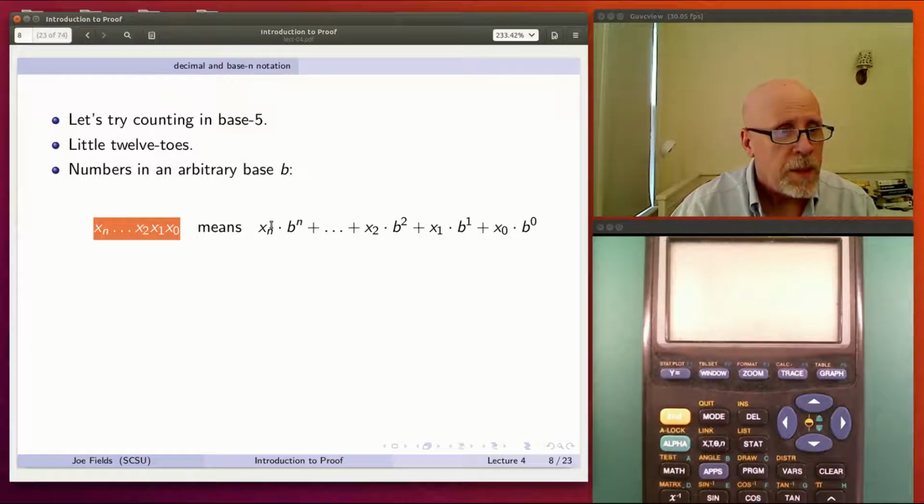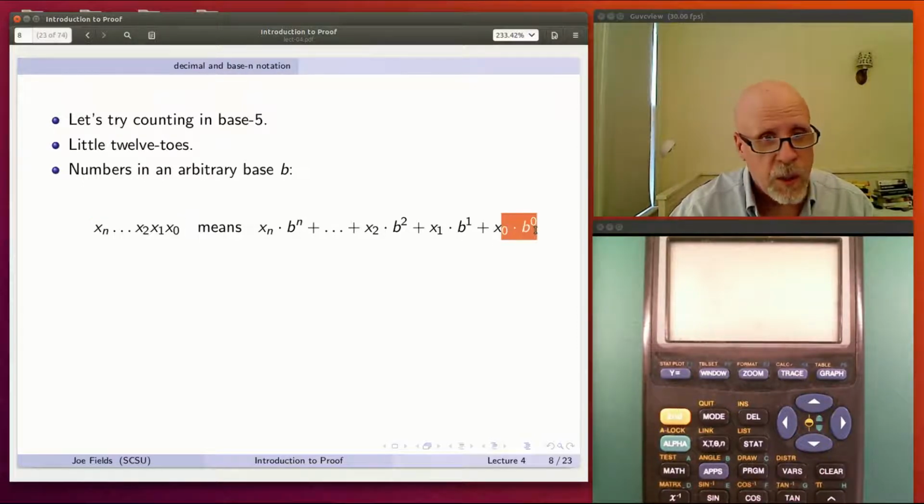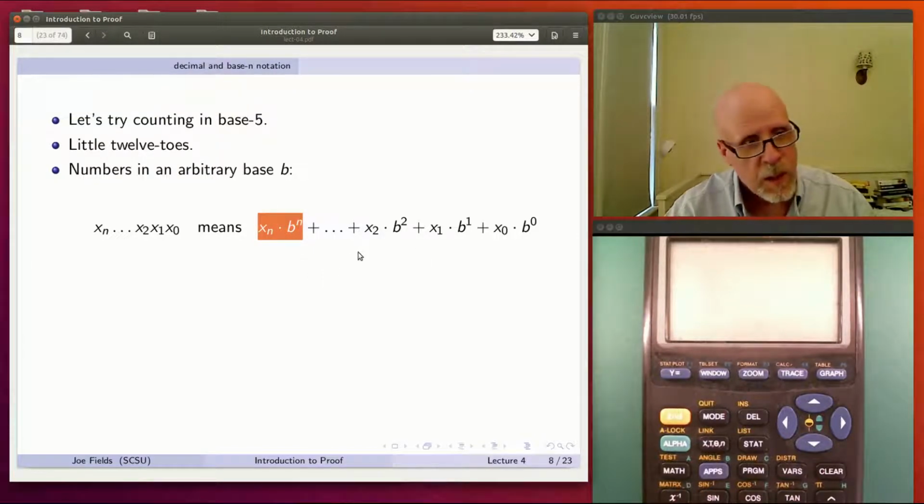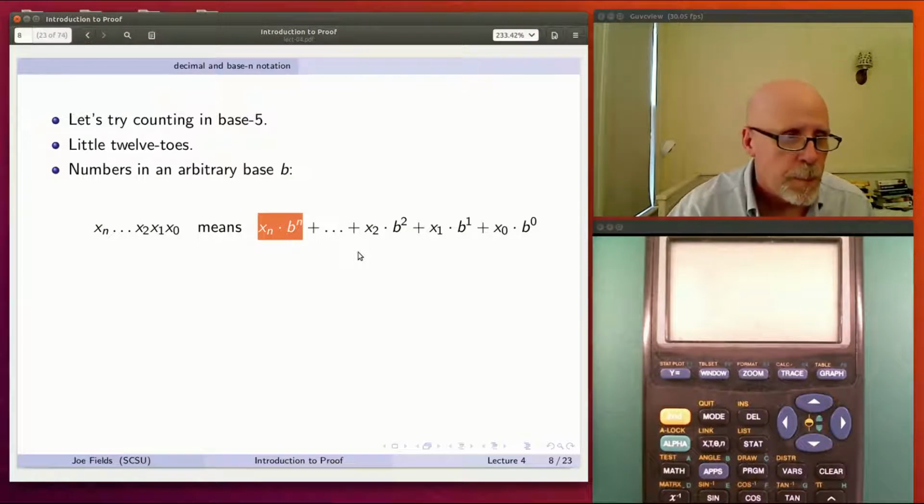But what that means is, each place, the subscript value 0, 1, 2, up through n, corresponds to the power on the exponent, the exponent on the base, rather. So the units place is x0 times b to the 0. The b place is x1 times b to the 1. And the last place we have here is xn times b to the n. I've put dots in there because I hope it's pretty clear what the pattern is: x of whatever times b to the same whatever.